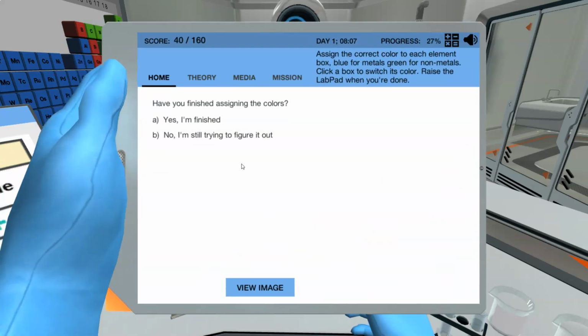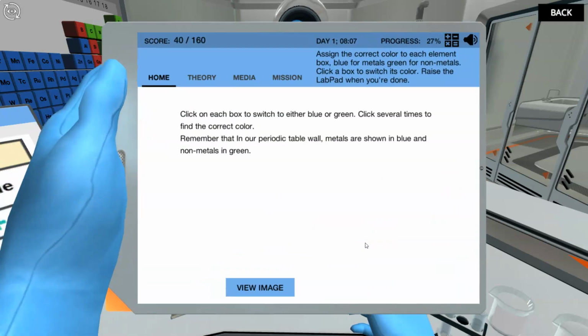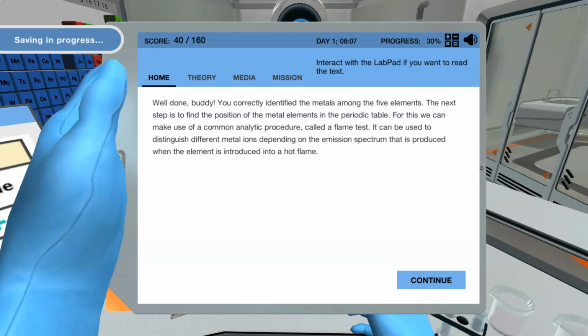Have you finished assigning the colors? Well done, buddy. You correctly identified the metals among the 5 elements. The next step is to find the position of the metal elements in the periodic table. For this we can make use of a common analytic procedure, called a flame test.